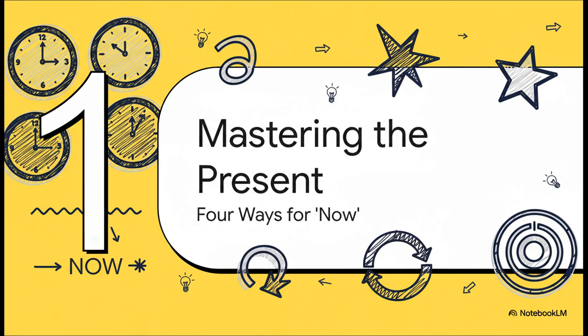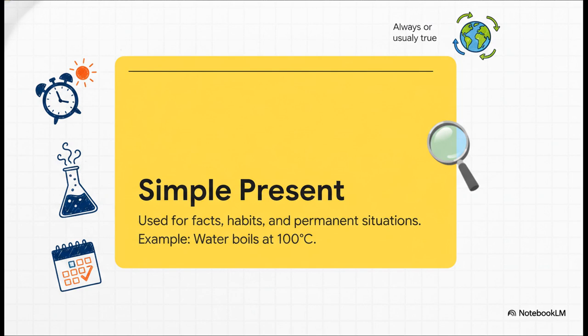All right, so let's put this into practice. We're going to start with the present column on our grid and see how this actually works. Let's look at the 4 different ways we can talk about now. First up, simple present. This is your workhorse tense. It's what you use for facts, for habits, for things that are generally permanently true. Like water boils at 100 degrees Celsius. It's a fact. It's always true.